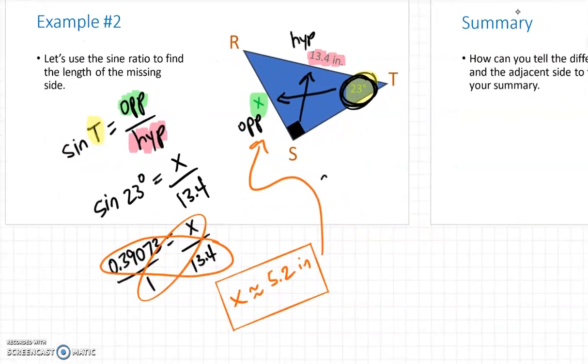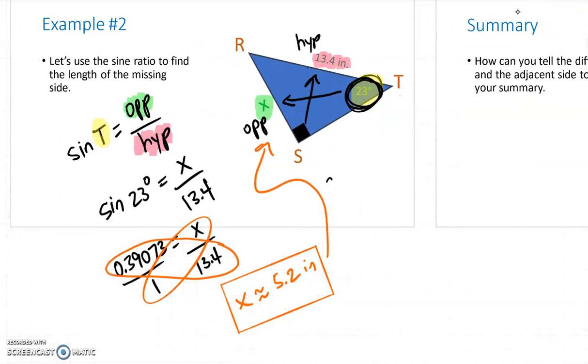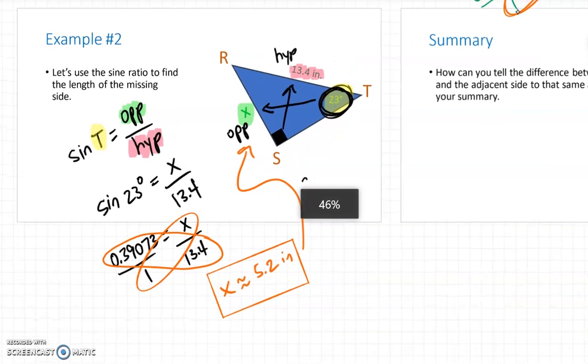And that's how you use the sine ratio to solve for missing sides in a right triangle. You're dealing with the opposite of the given angle and the hypotenuse.